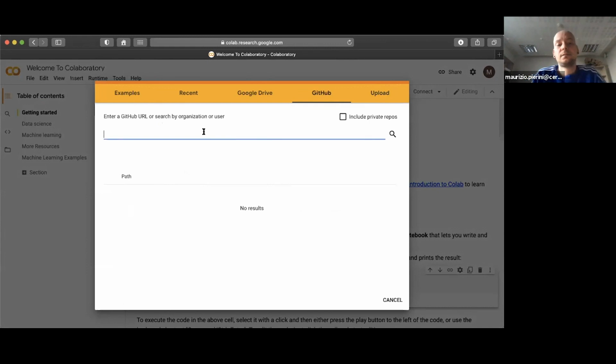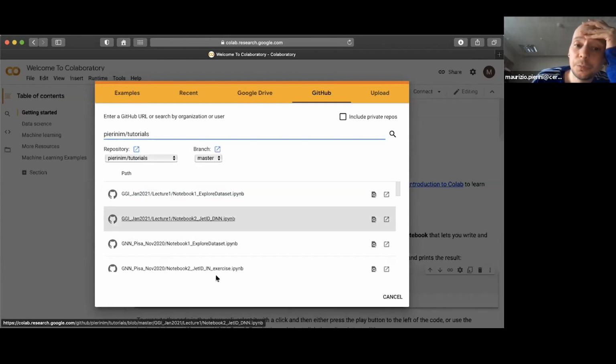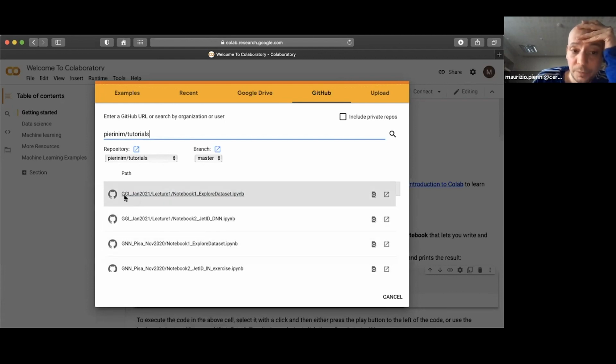There are slides that I will share with you that describe these procedures. But if you do Pierini tutorials, there are a bunch of Jupyter notebooks that pop up. Particularly, you care about the GGI January 2021 ones.